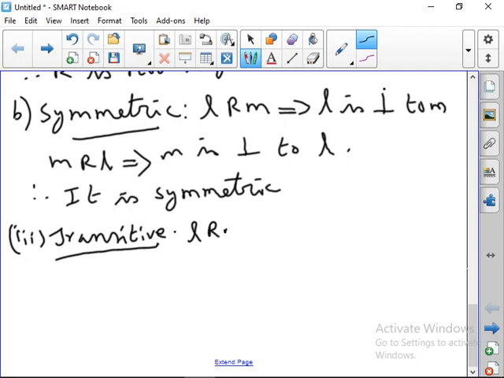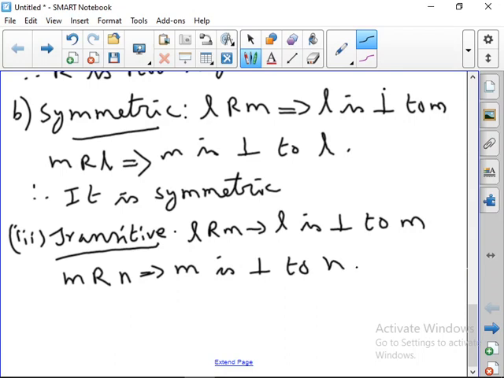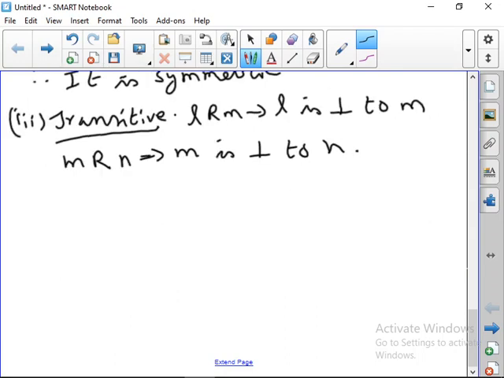L related to M means L is perpendicular to M. M related to N means M is perpendicular to N. Then what about L and N? But L is parallel to N. Therefore, L is not related to N.